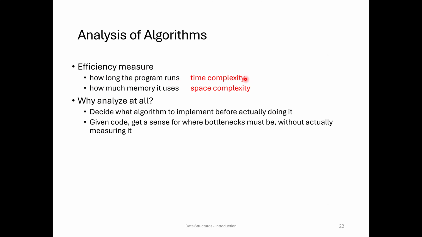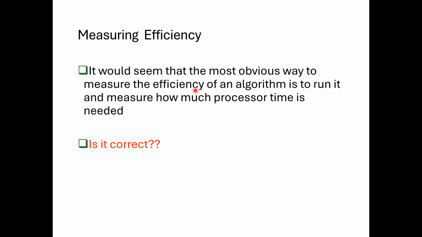And this is important, so write it down somewhere. When we measure the amount of time or how long a program runs to solve a problem, we are measuring what we call what? The time complexity. And then when we measure how much memory it uses, we are measuring what we call what? The space complexity. So our job today is to learn how to measure the time complexity of an algorithm.